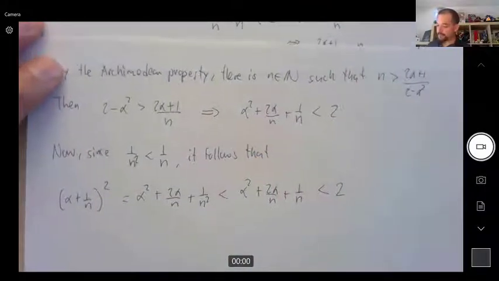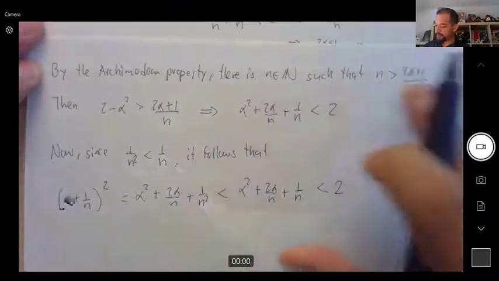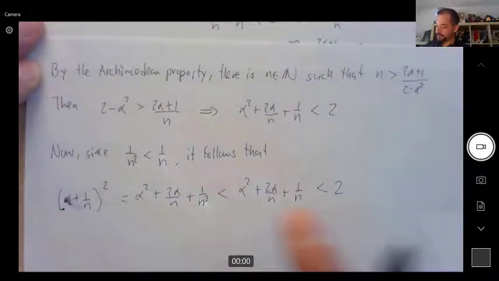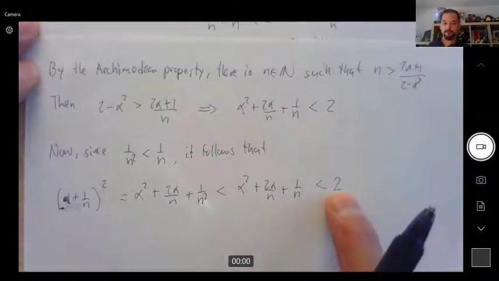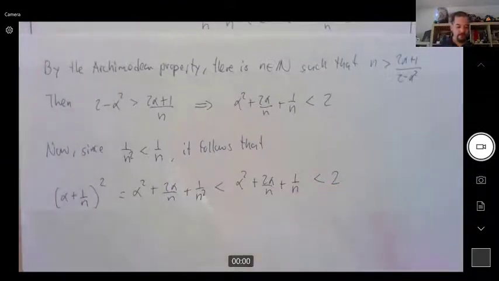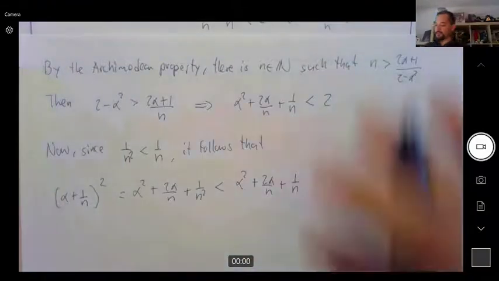And that's it. I'm done, right? I just show you that there is some n such that when I square it, it gives me less than 2. And then that's the end. That's the end of half the proof, right? We just showed that alpha squared less than 2 is impossible. That's the one we did. So the other one is done similarly.